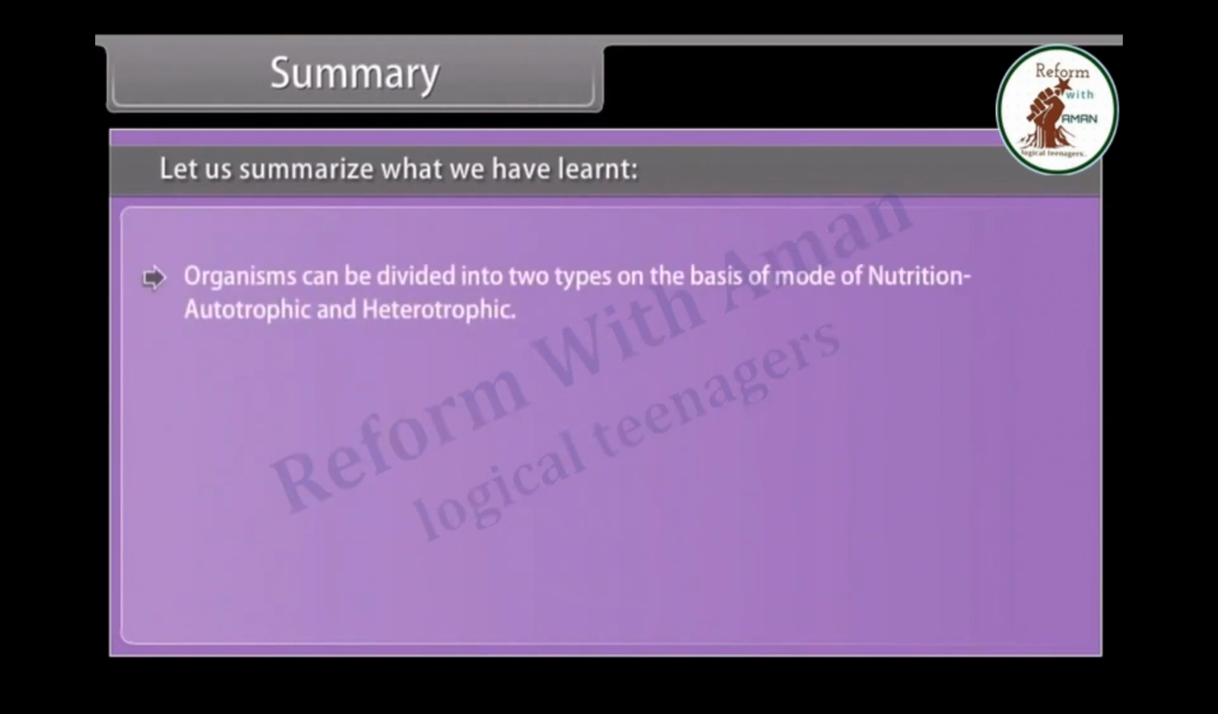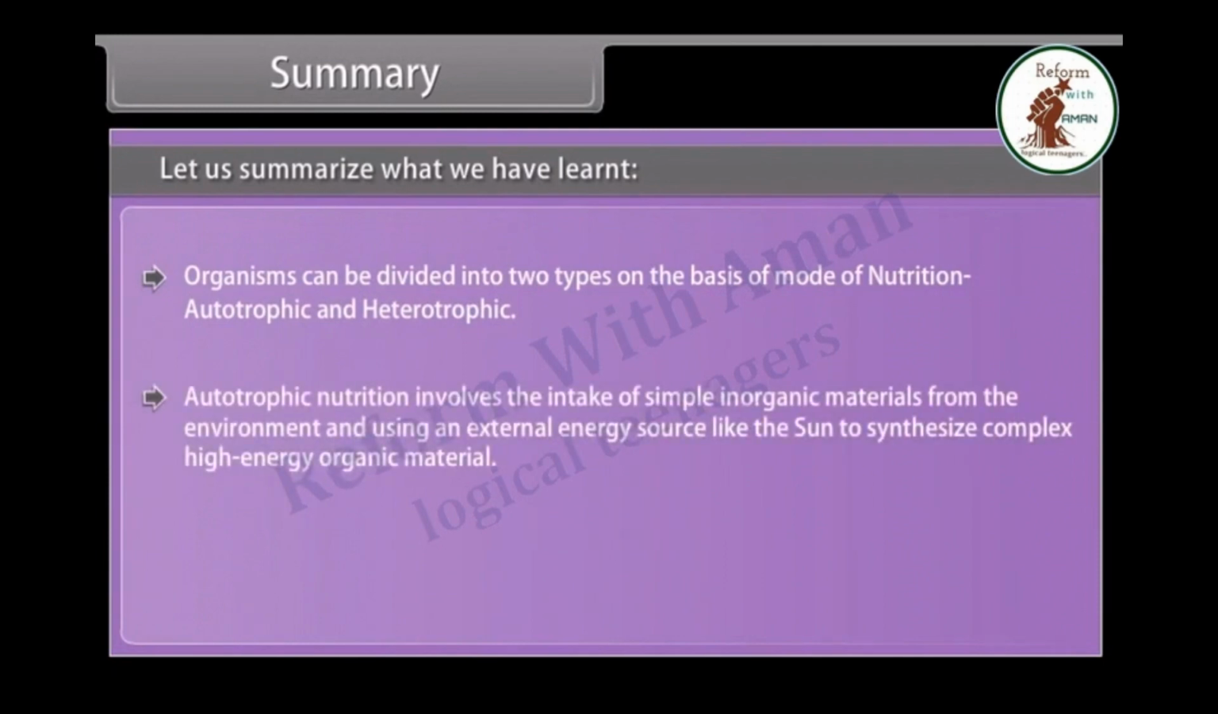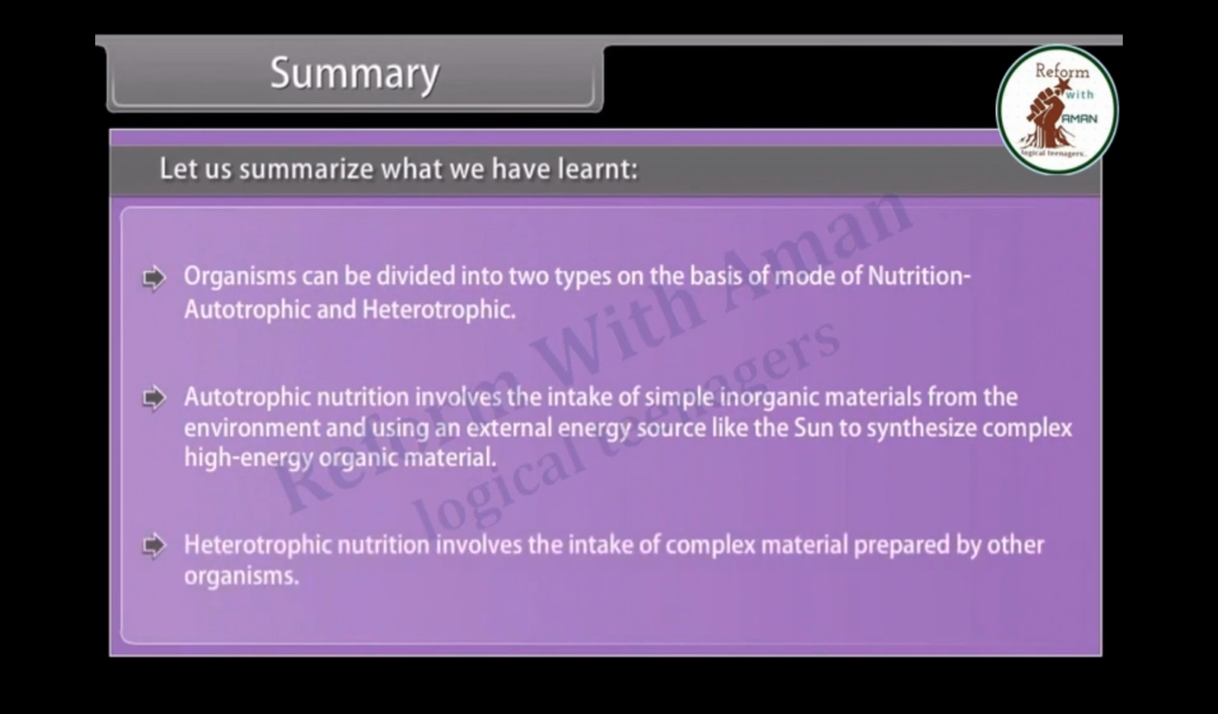Organisms can be divided into two types on the basis of mode of nutrition: autotrophic and heterotrophic. Autotrophic nutrition involves the intake of simple inorganic materials from the environment and using an external energy source like the sun to synthesize complex, high-energy organic material. Heterotrophic nutrition involves the intake of complex material prepared by other organisms.